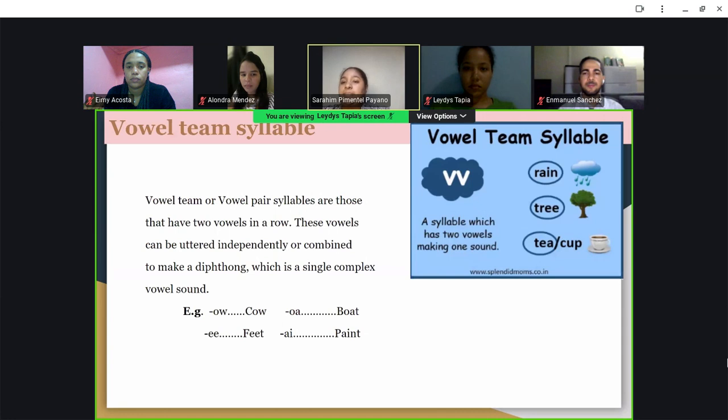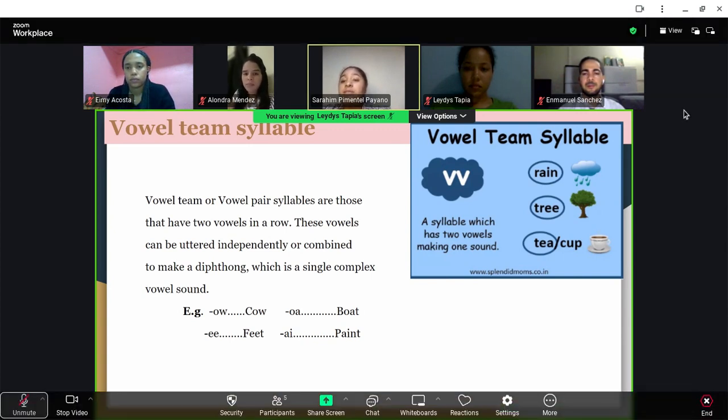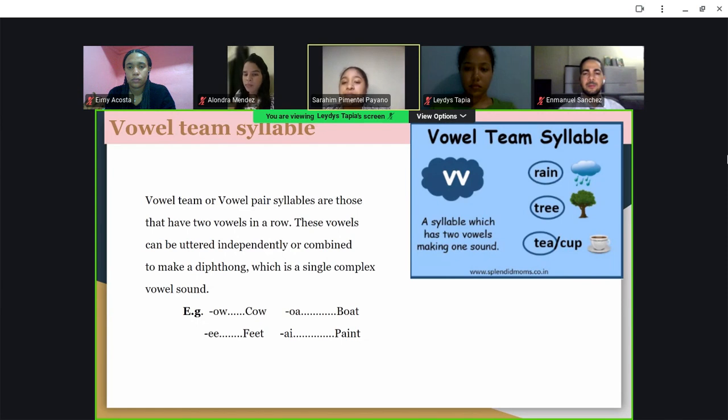Okay, the next one is vowel team syllables, or also called vowel pairs. These ones are those that have two vowels in a row. These vowels can be uttered independently or combined to make a diphthong, which is a single complex vowel sound. We have here some examples, for example, O and W as in cow, E and E as in feet.